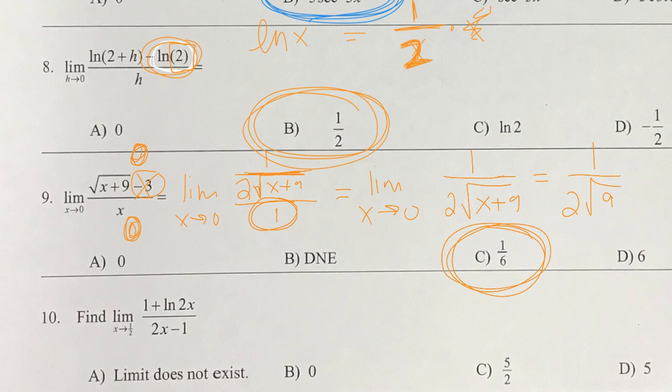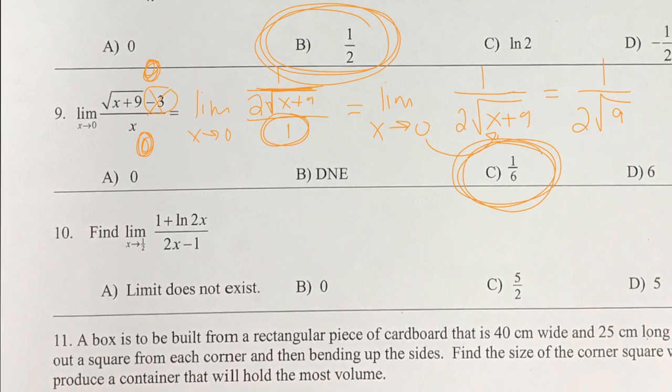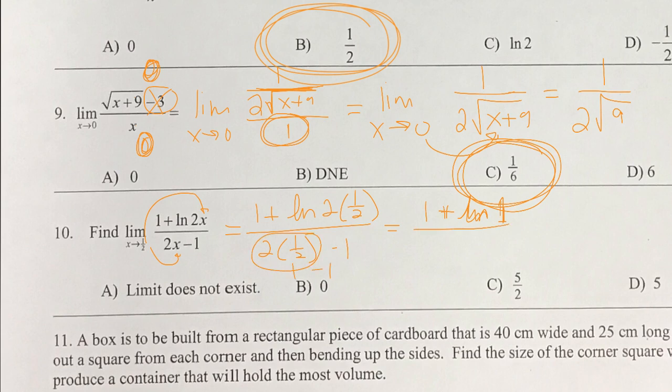Okay, number 10, let's try once again some direct substitution. So let's plug in 1/2 into both of our values. That's 1 plus the natural log of 2 times 1/2 over 2 times 1/2 minus 1, which is 1 plus the natural log of 1, I believe, over 2 times 1/2 is 1. 1 minus 1 is 0.